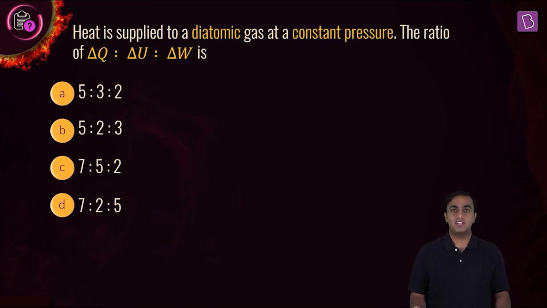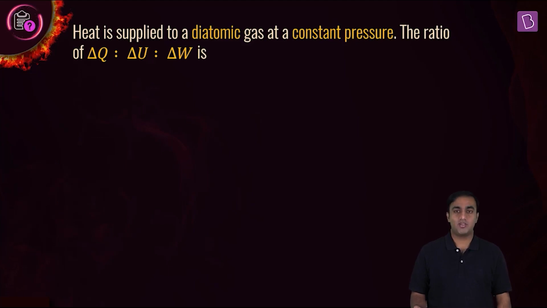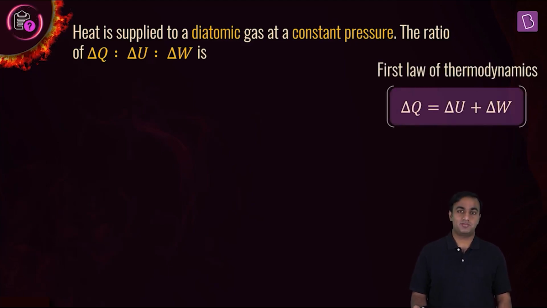We are supposed to find the ratio of these three quantities. For what? For an isobaric process. So let's write what is delta Q, delta U and delta W first. What relates these three terms? It is the first law of thermodynamics.